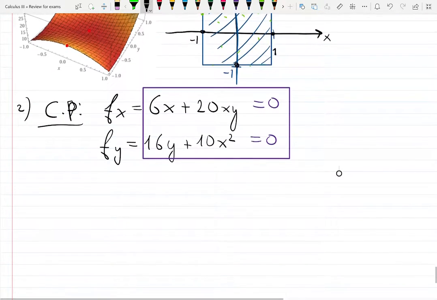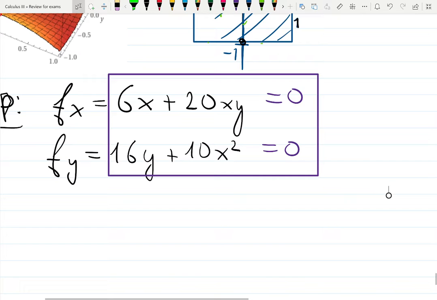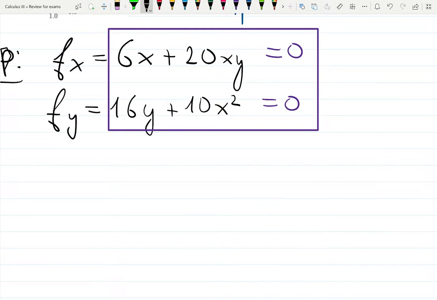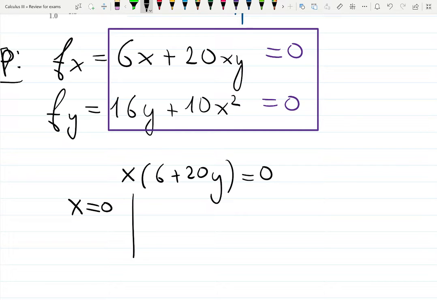I will choose here. Should I factor x and see what's going to happen? I actually should. If I factor 2x, it doesn't really help so much, so let's just factor x. 6 plus 20y gives you 0. I right away have x equals 0 and y equals, moving terms, -6/20. Looks correct to me.